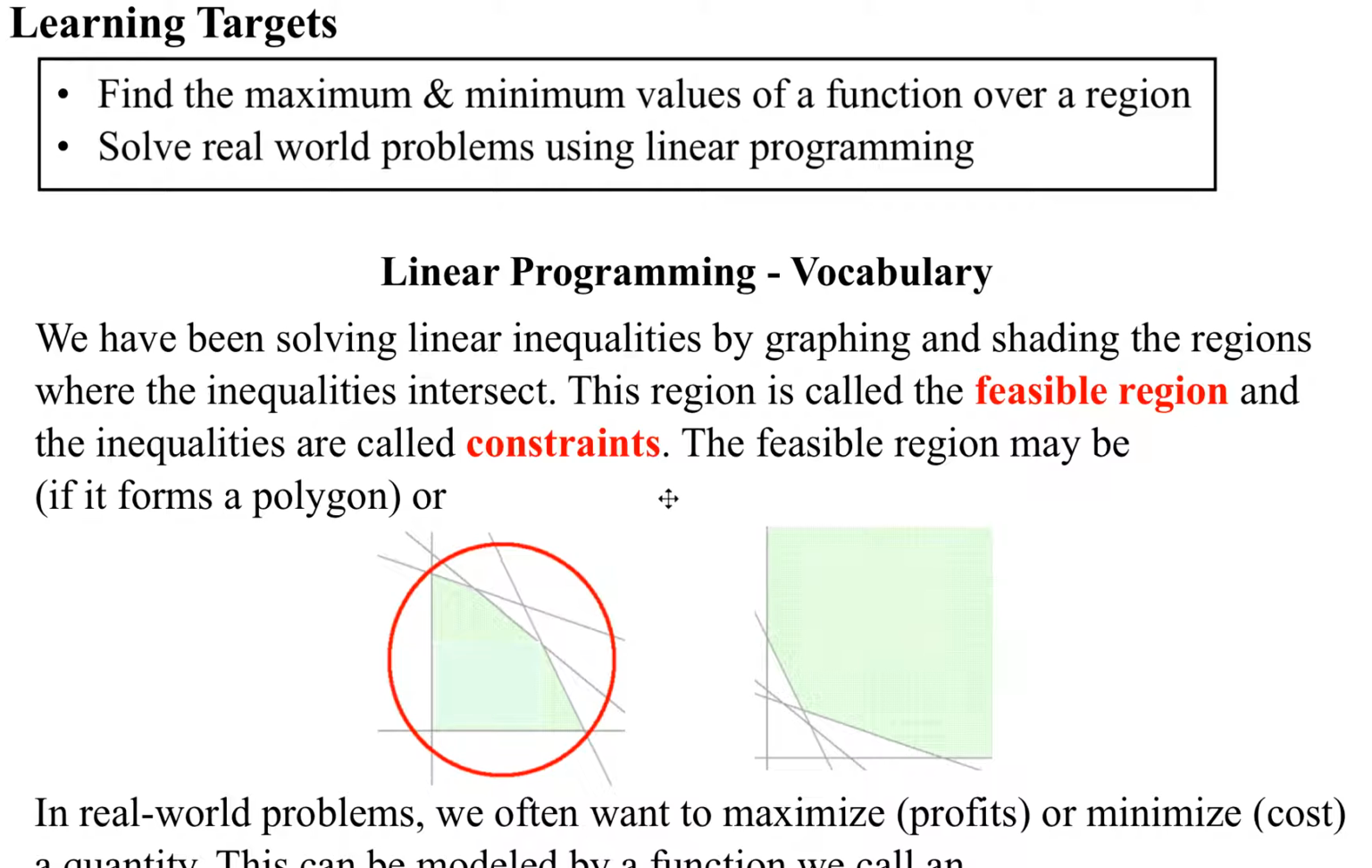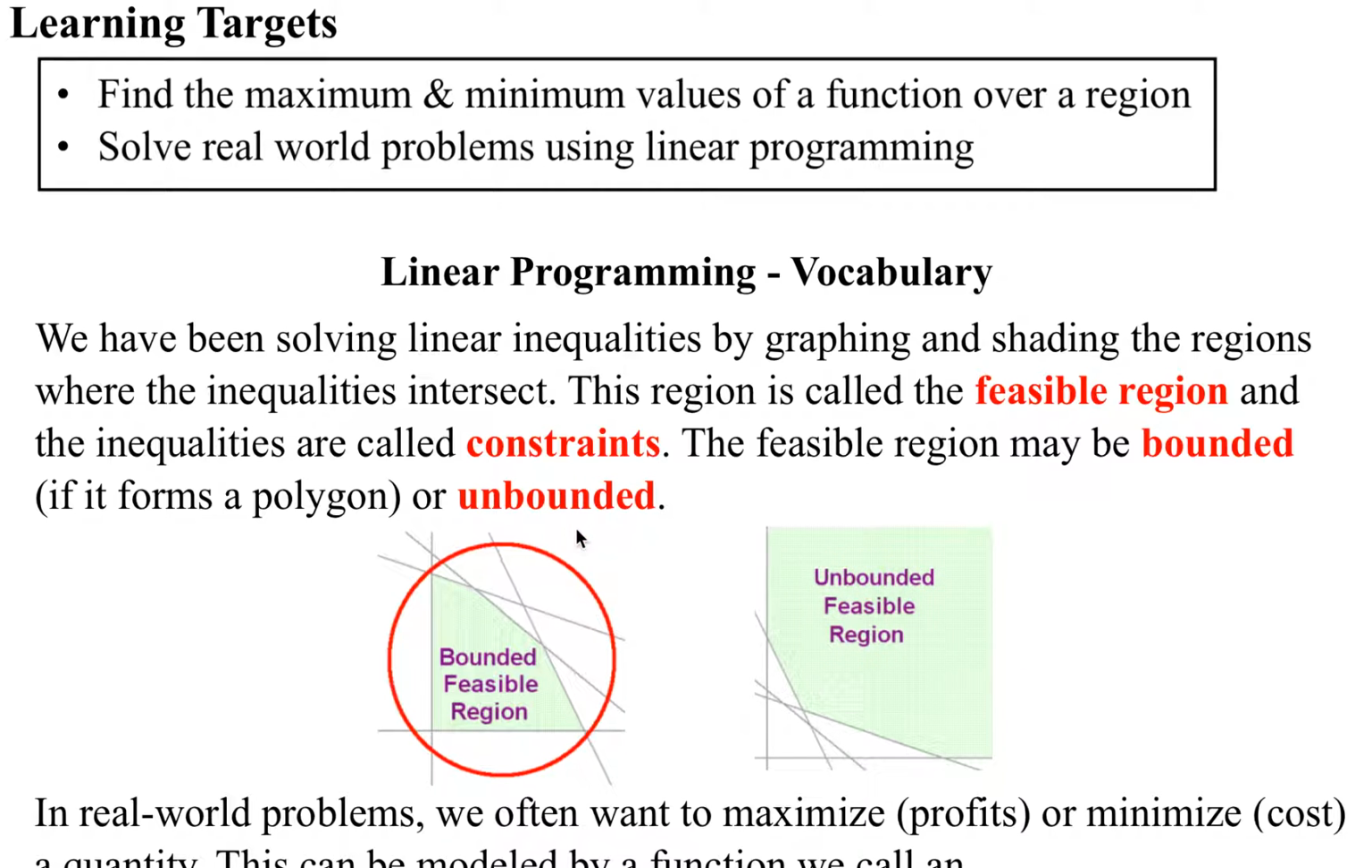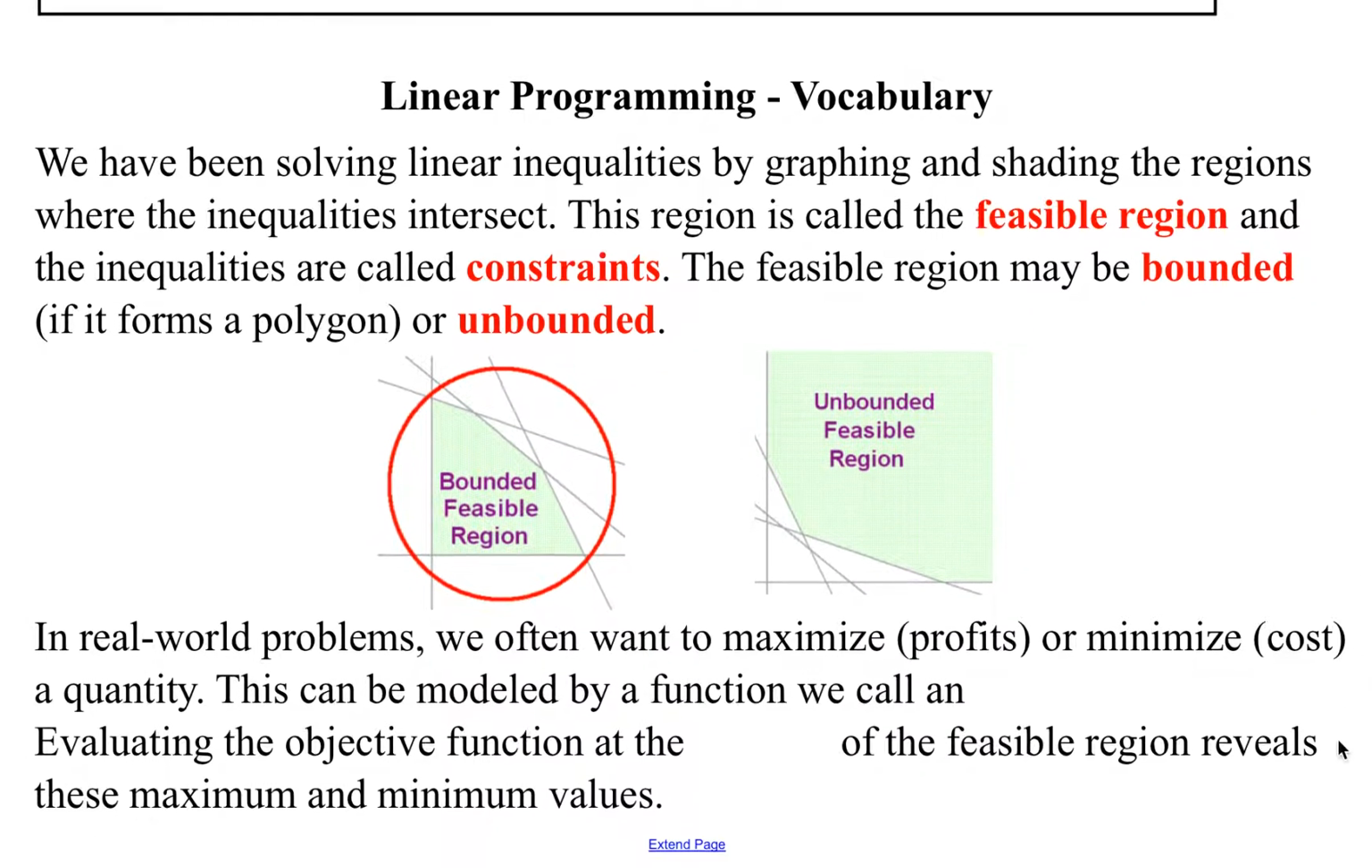And the feasible region, sometimes it forms a polygon. And when that happens, it is said to be bounded. It's a closed region that is bounded by each of those constraints. And if it doesn't have boundaries, if it's open on one side, it's said to be unbounded. So I've given you a couple of pictures here to clarify what those vocabulary words mean. So we will be using those kinds of words in this lesson.